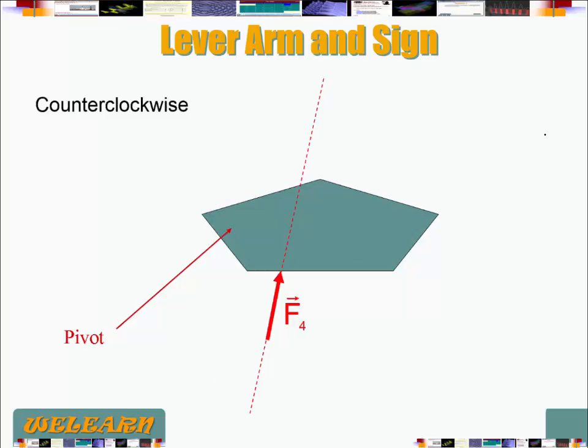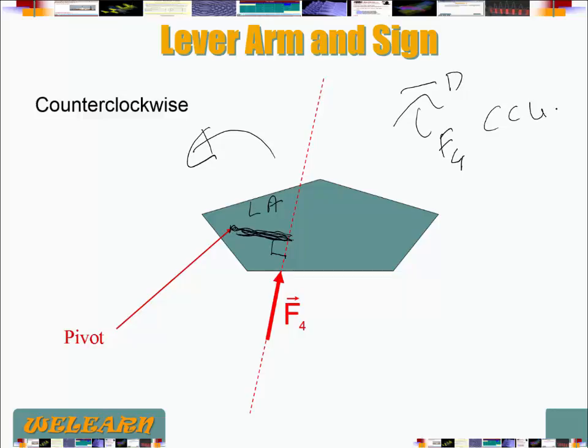Now what about F4? My pivot point is still here. This is my line of action. So I need to find the shortest distance. That's my shortest distance. It is perpendicular. That's my lever arm for F4. Now, if F4 acts by itself on my object, it's going to again rotate it in the counterclockwise direction. So the torque due to F4 is counterclockwise or positive.